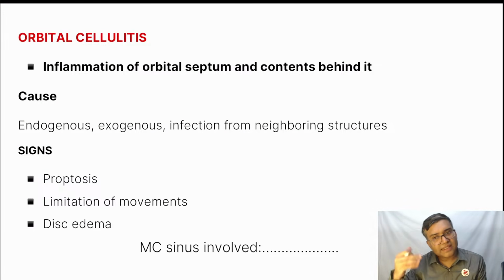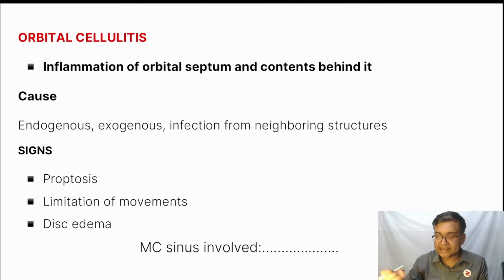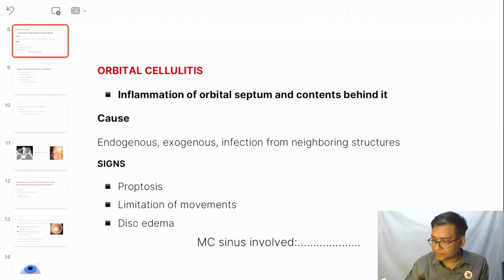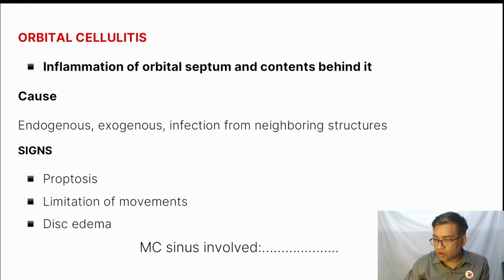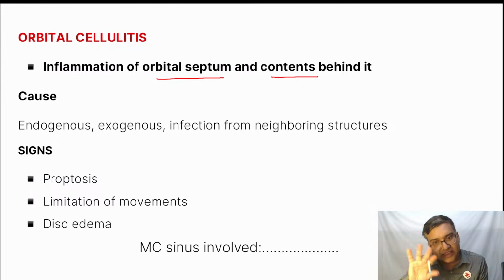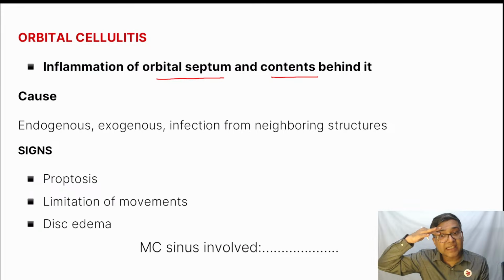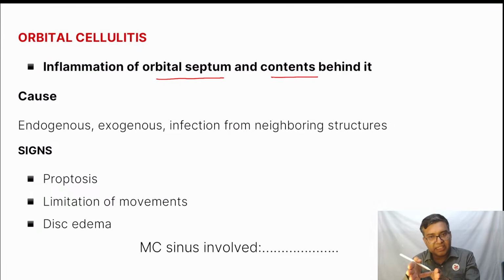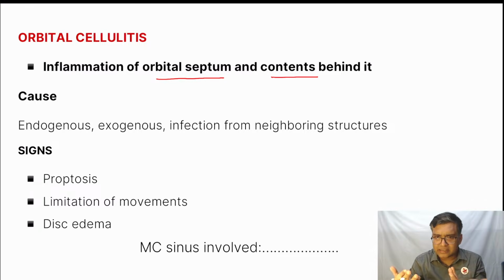So first of all, what is the definition of orbital cellulitis? It is basically the inflammation of the orbital septum and the contents which are behind the orbital septum. The septum is a plate which basically divides the lid into two parts. So if there is a superficial infection, we call it preseptal cellulitis. If it is a deep infection, we call it orbital cellulitis.